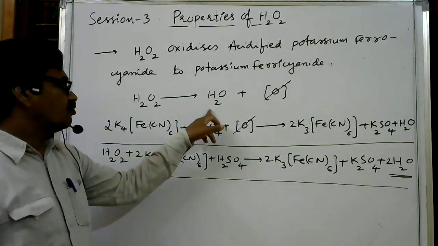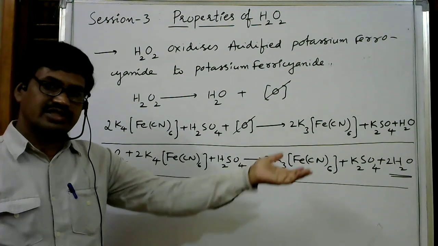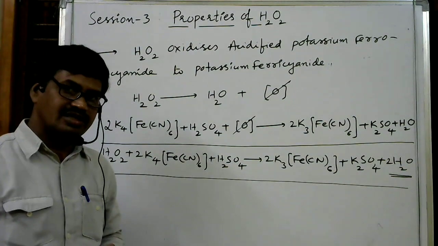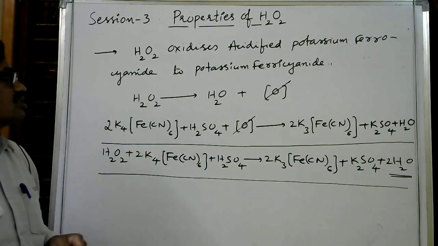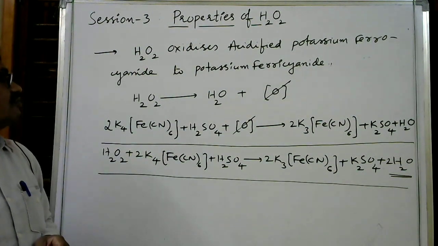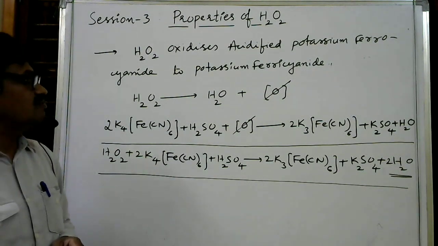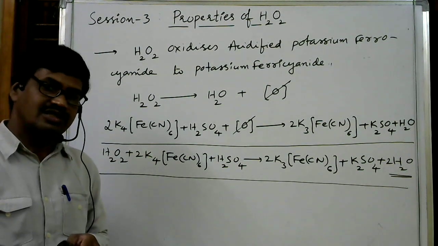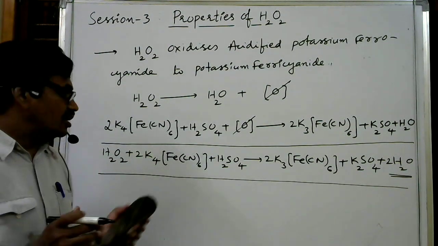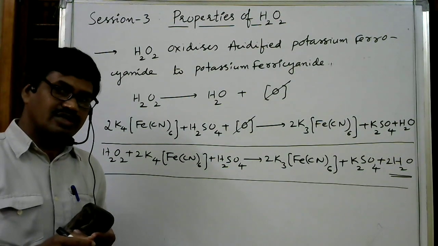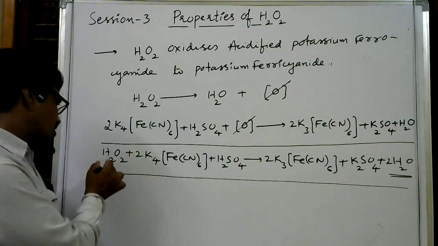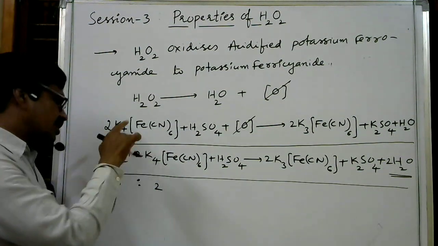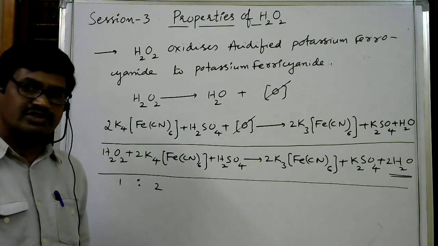So whenever water molecules are present at the product side during a reaction, we can say it is an oxidizing property. So this is the next reaction: H2O2 oxidizes acidified potassium ferrocyanide to potassium ferricyanide. It is a two-step reaction; if you remember it, it is easy to understand and easy to pick the proper options. So here also, what is the ratio? 1 is to 2 ratio. 1 mole of H2O2 reacted with 2 moles of potassium ferrocyanide.